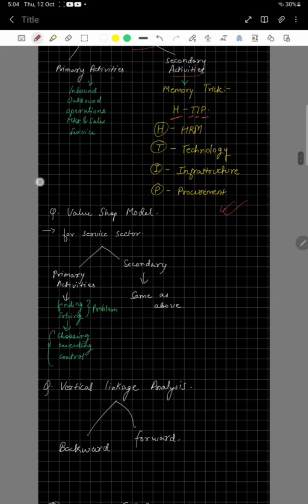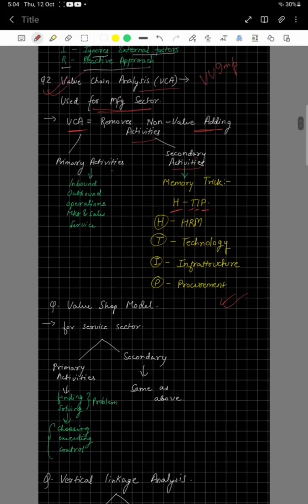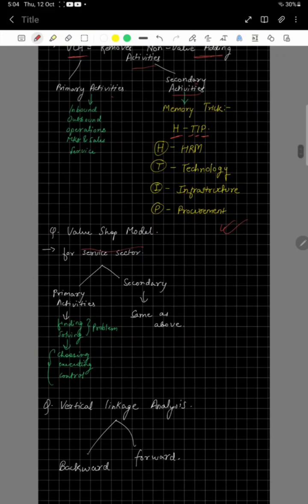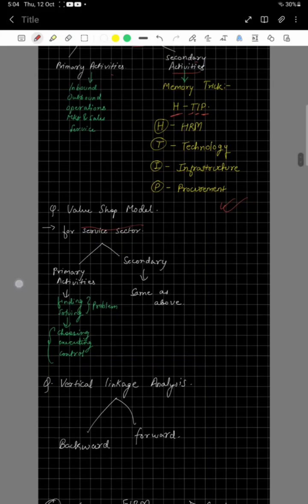Okay, now when we move on to the next question, value shop model. Like value chain analysis is used for manufacturing sector, in the same way for service sector we use value shop model. In value shop model also there are both primary and secondary activities. In primary activities, here it's very easy to remember.